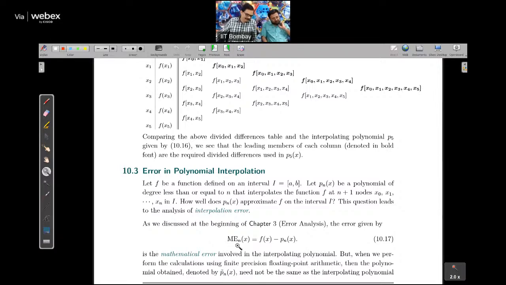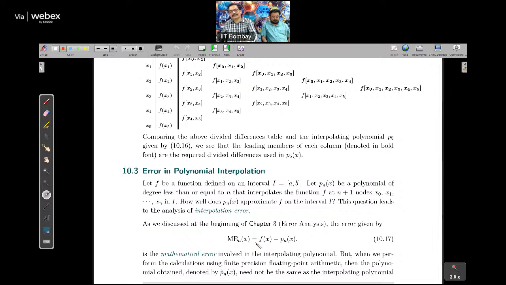The mathematical error is the exact value minus the approximate value. So this is the polynomial and you have the exact value. This is the error. But this is not going to really give us any idea, because f of x is not known to us. That is why we are going for the polynomial approximation. Therefore, one has to somehow estimate this without going into this direct definition.